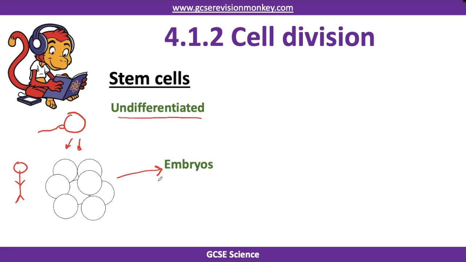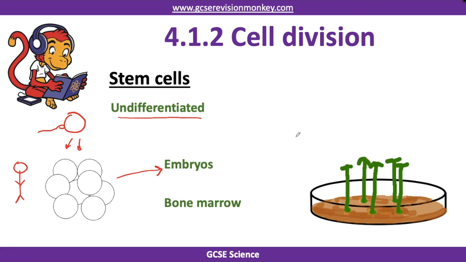But also in your adult life, you have some stem cells in your body in the bone marrow. These aren't as good as the embryonic stem cells because they can't turn into any type of cell, but they can produce things such as red blood cells for us. So the embryonic stem cells are the best ones. They can turn into any type of cell. The bone marrow that we have as adults has some limited uses.